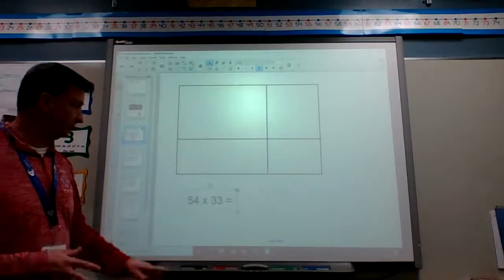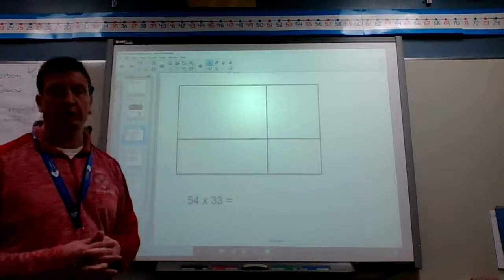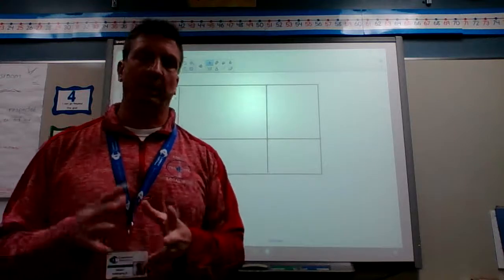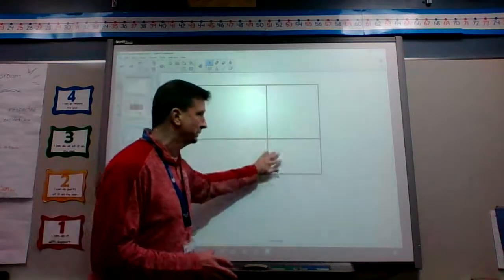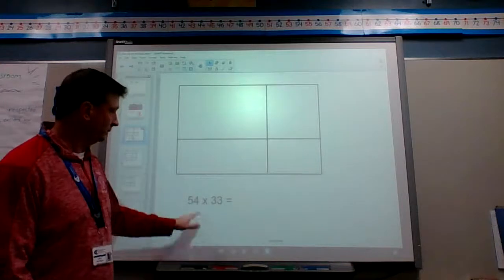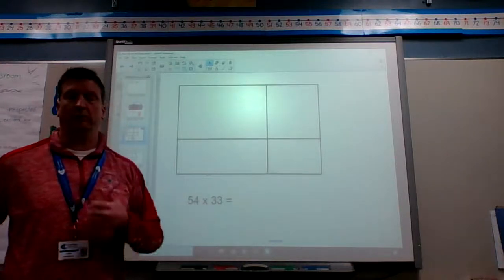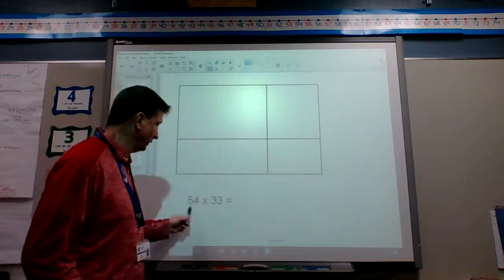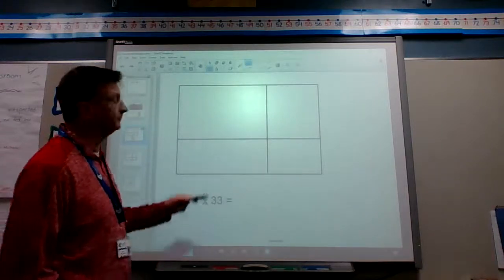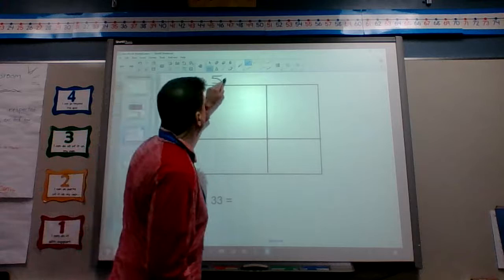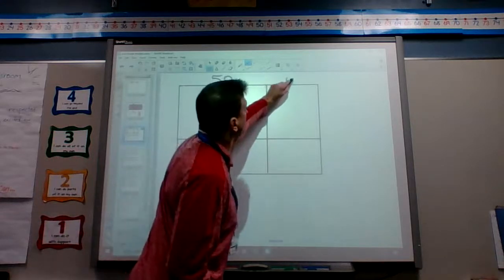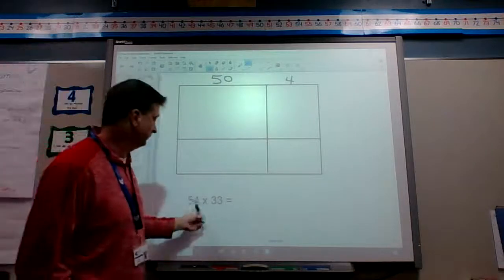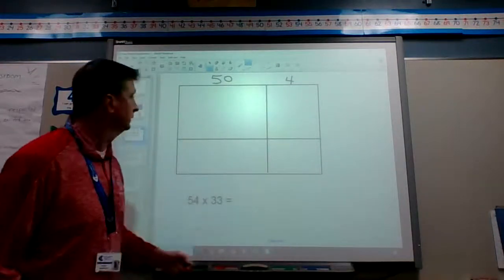So I'm going to set it up like this. Same situation, but instead of using the cubes, I'm just going to set it up that we have a model. We're finding 4 parts. We have 4 parts because we have a 2-digit by 2-digit multiplication problem. Okay, and if we look at this, I'm going to take that first number and I'm going to break it into tens and ones. So 5 tens is 50, 4 ones is still 4.